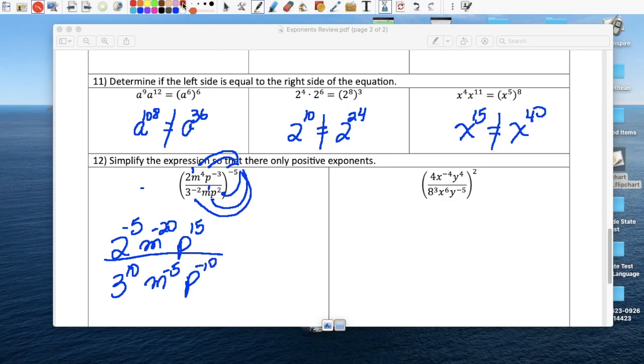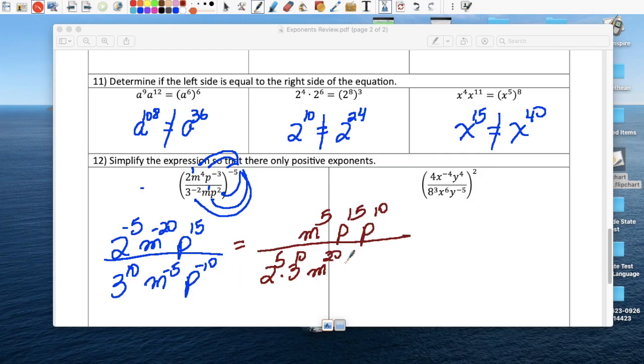There's some movement that we have to do, change some of these to positive exponents. 2 to the negative fifth comes down. 3 to the 10th will stay. M to the negative 20 comes down. M to the negative 5th will come up. P to the 15 stays where it is. And P to the negative 10 goes up and becomes positive.